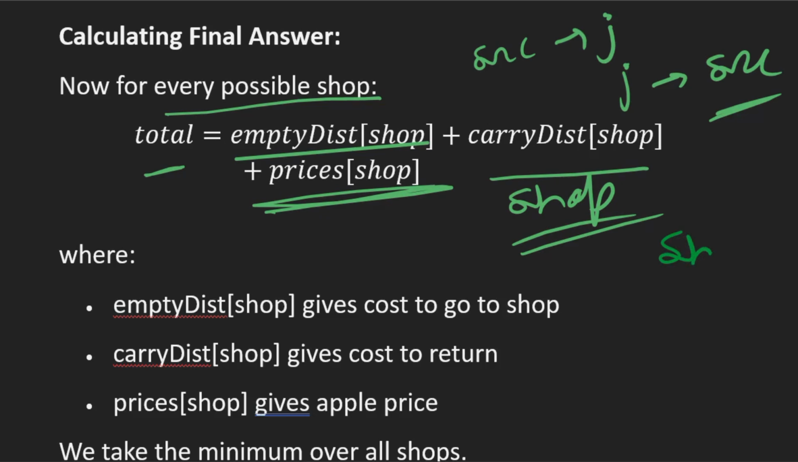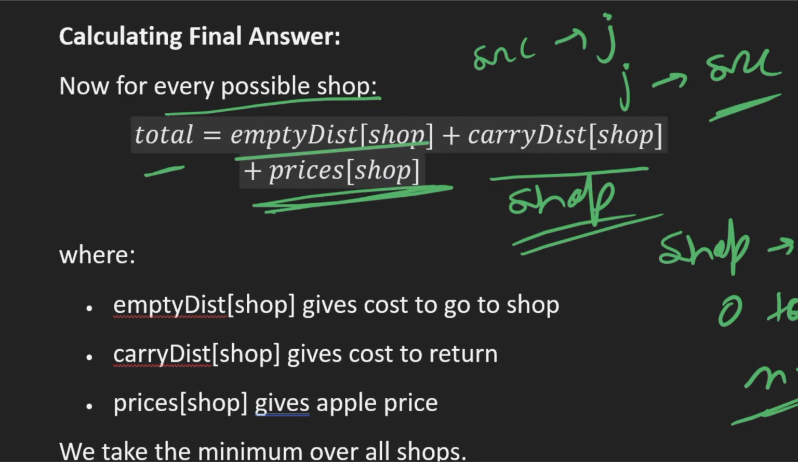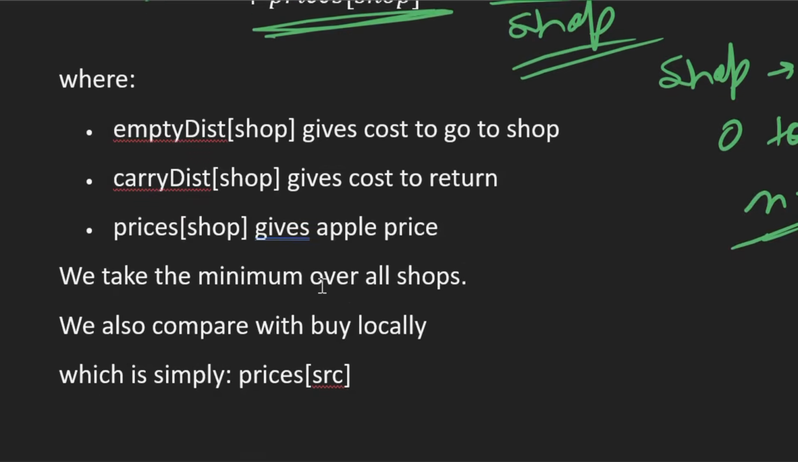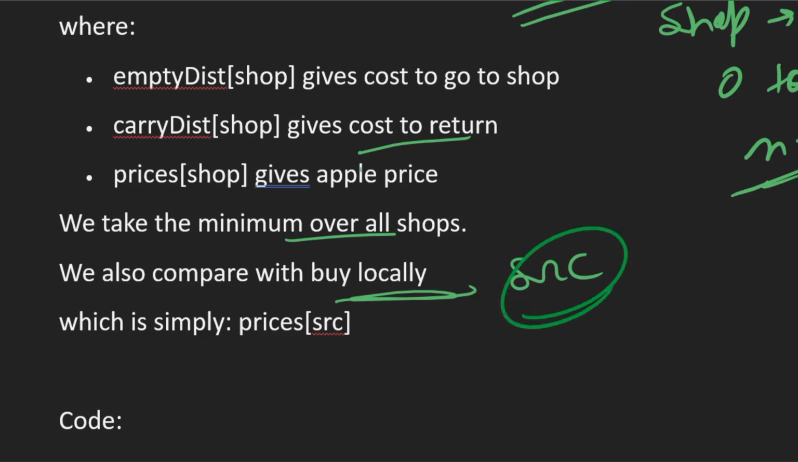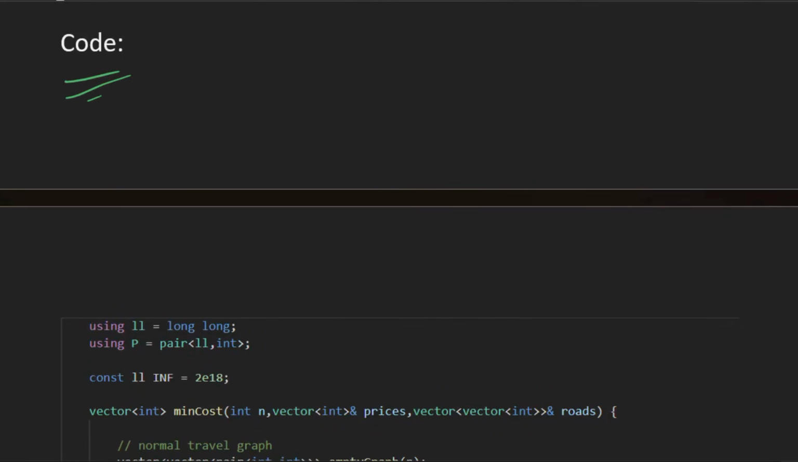So here the soap value will be from 0 to n minus 1, means we'll try with all the nodes, and then we'll take the minimum value over all the soaps, right? And then we will compare it with our local option, that is the price of source, right? So we will be looking at the code part.